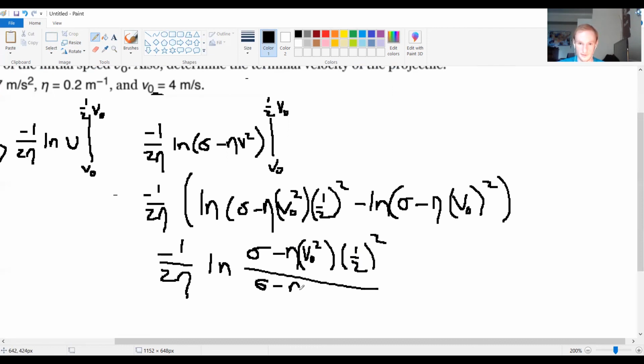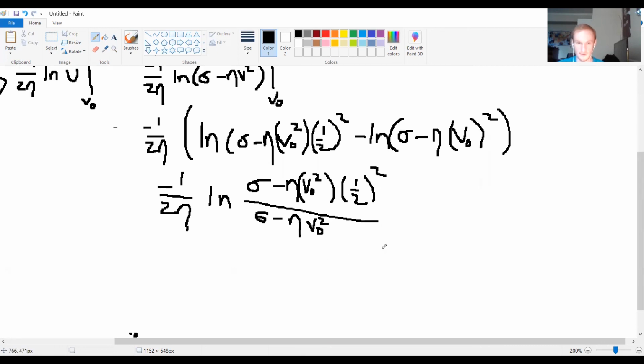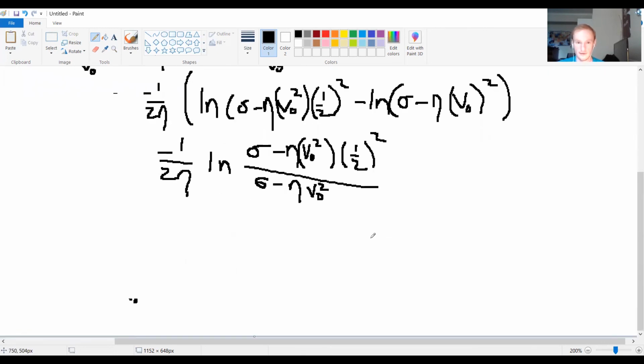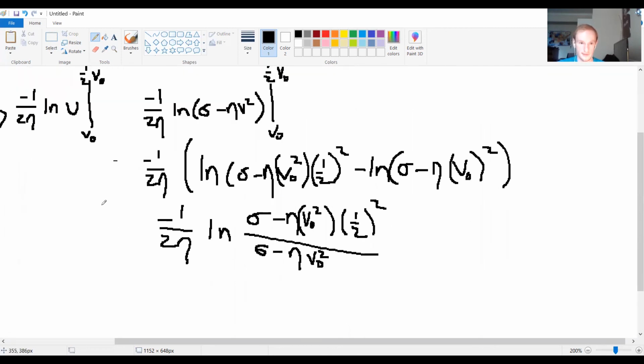Oh boy, this is getting messy. And now we get to look forward to plugging all of the variables they gave us in. And this has all been equal to y, by the way. I totally forgot to include that.